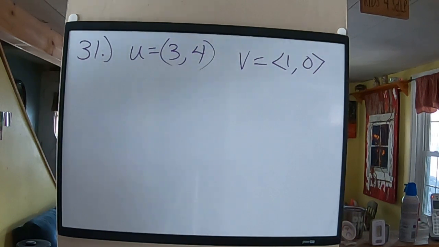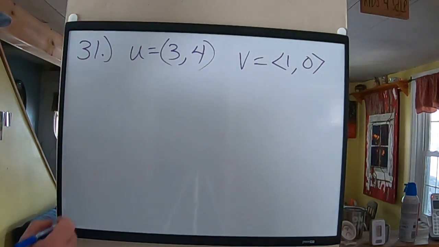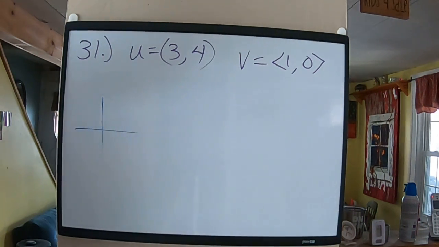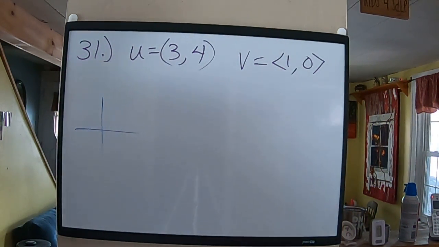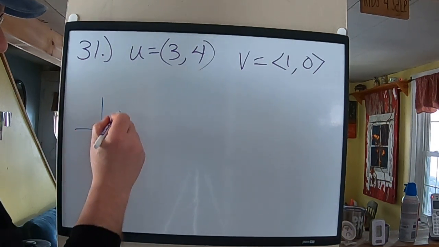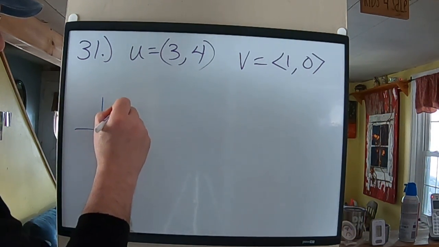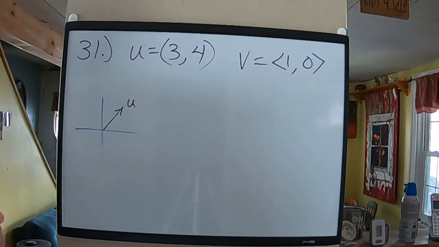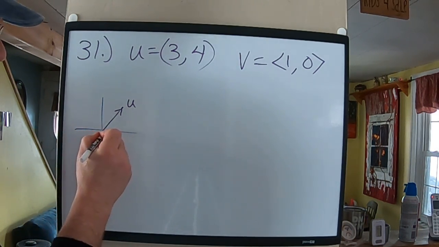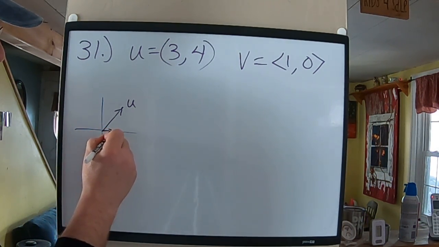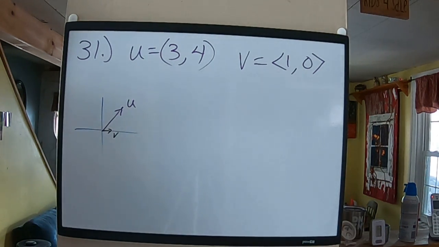All right, so if I were to draw this out, and I suggest for all of these in 31 to 34 that you draw them out so you can see what you're talking about. It just has to be a sketch. This one, 3, 4, is somewhere around there. There's your U. And your V is 1, 0. Now, 1, 0 is around here. Now, that's right on the x-axis.